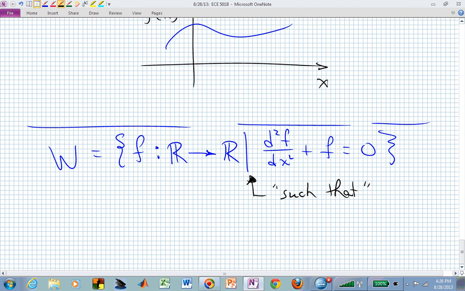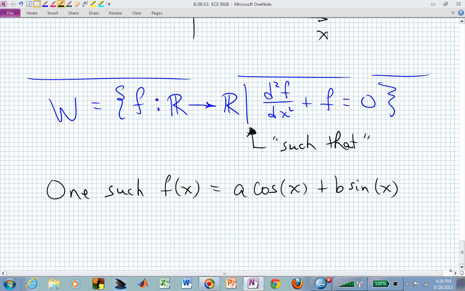Now, do you remember some of these functions? As an example, what about a cosine of x plus b sine of x? That f of x, if you differentiate it twice, is going to be the negative of f. You can do that at your leisure. You'll want to go home tonight and do that. But if you differentiate this twice with respect to x, you'll get the negative of this, and that will sum to 0. So this function is a part of that vector space.